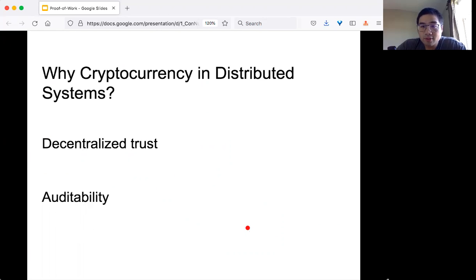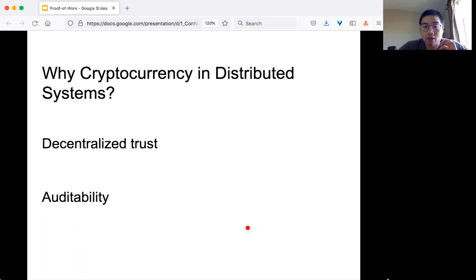Then in cryptocurrency, or any kind of blockchain application, why do we want to care about this in distributed systems? Why do we want to implement this on top of a distributed system? The first one is the notion of decentralized trust. It would be really good if I don't need to trust anyone, but somehow we can make something happen jointly, build trust out of nothing, and that's the idea of decentralized trust.